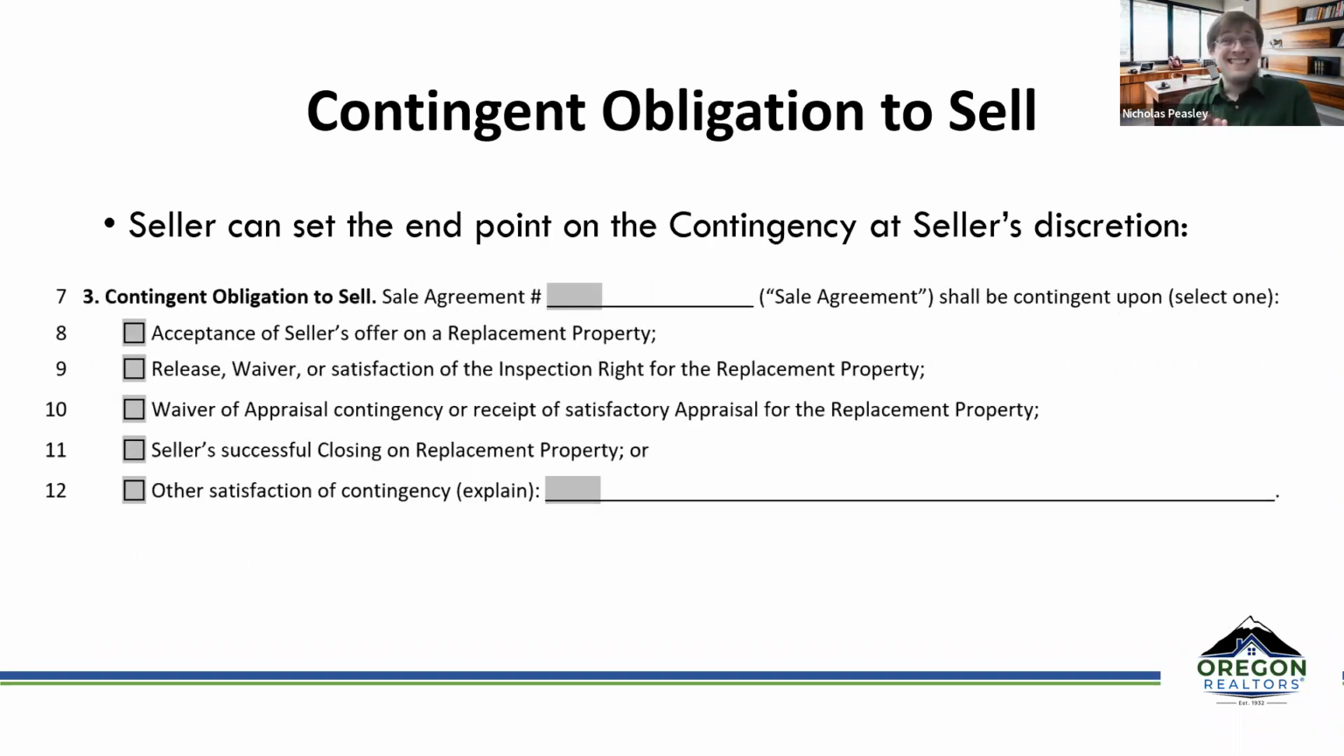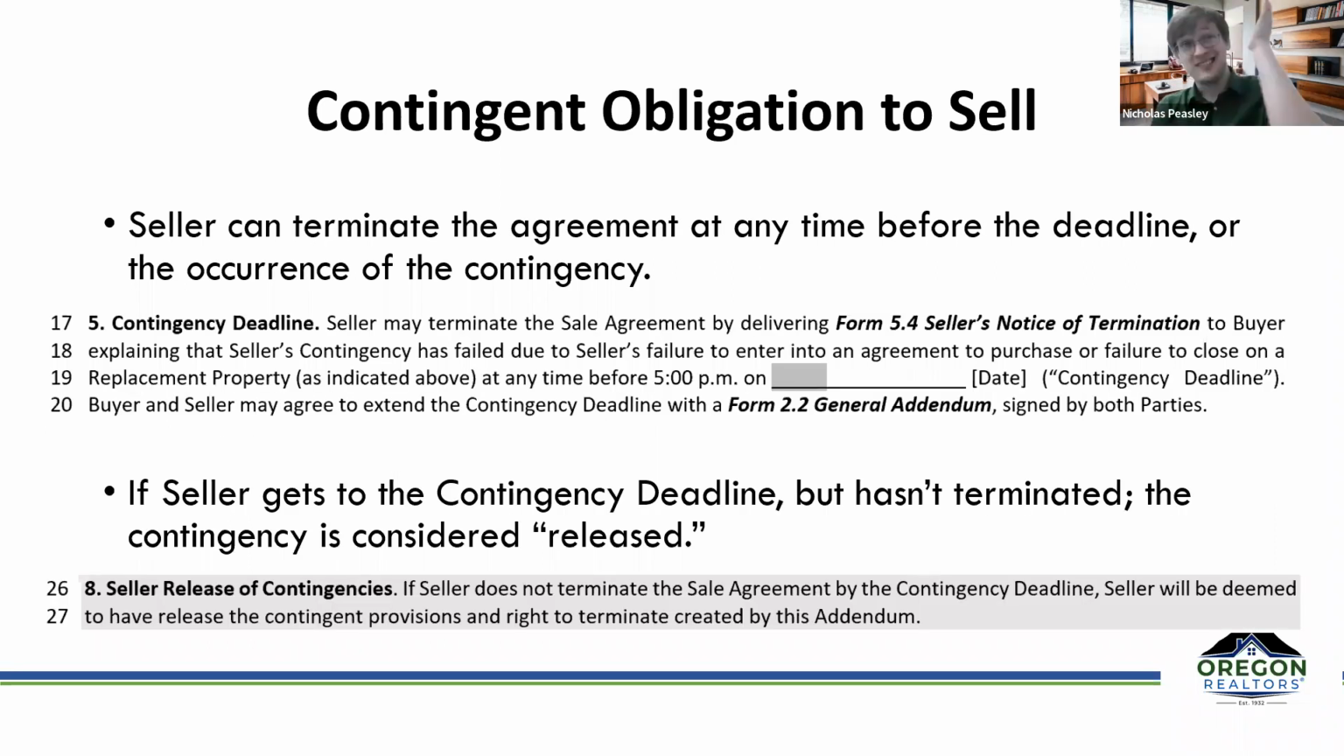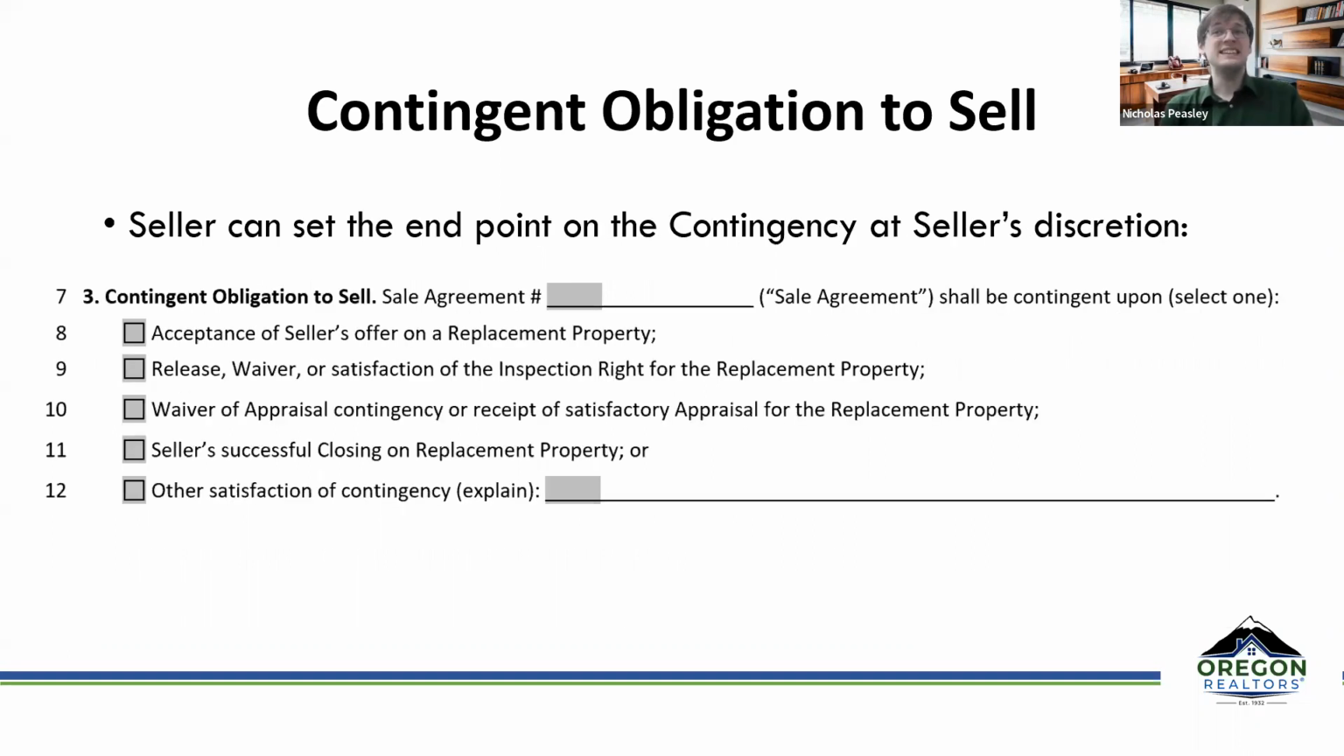The seller can set the end point to the contingency. So you've got the contingency deadline, where it just cuts. It's done. It's over. But there are also points where the contingency will stop. It'll be contingent upon various things. When you reach this point, your contingency should be released. It should be done. The seller can choose which one it is.